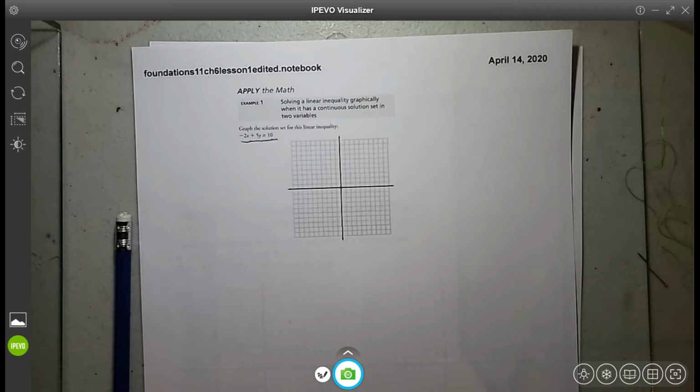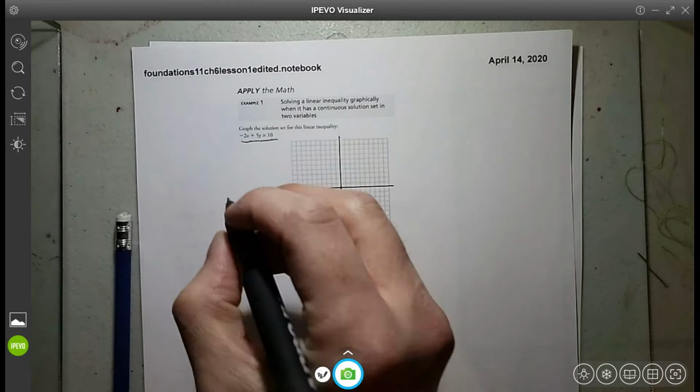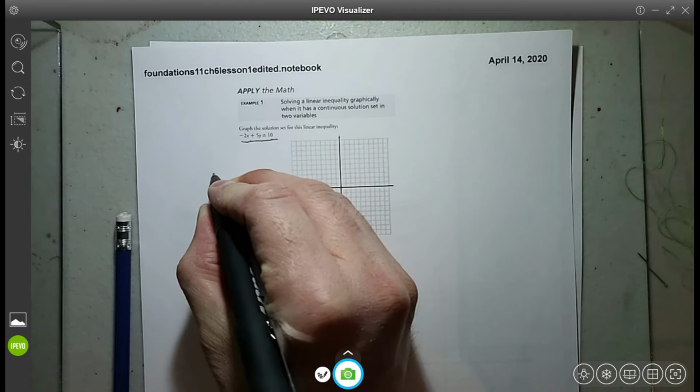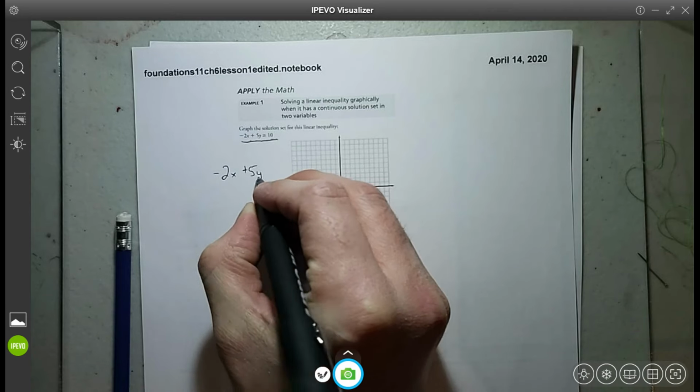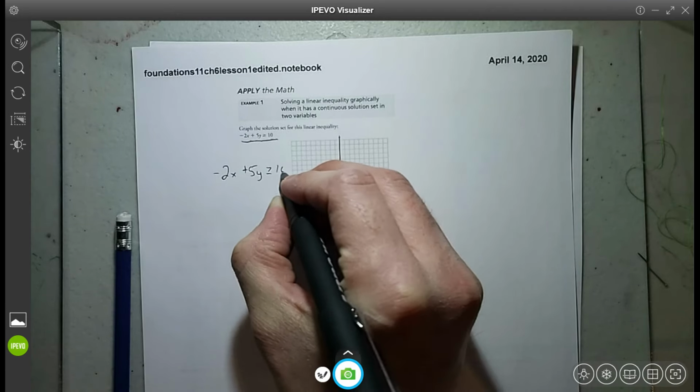All right, so we're going to take a look at graphing inequalities. This is very much like the graphing you did in grade 10 math. There's a couple of wrinkles that we're going to get to. So we're given the formula here of negative 2x plus 5y is greater than or equal to 10.